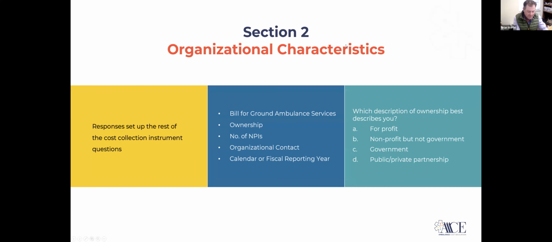Section 2. All right, it goes into organizational characteristics. So this is the tell me about yourself. What type of provider are you? There are questions in this section that are basically going to set up for the rest of the tool additional information that they're going to need to collect based on how you report your provider type. So they're going to ask for your ownership type. Are you for-profit, nonprofit, but not government? Are you governmental? Are you public or private partnership?